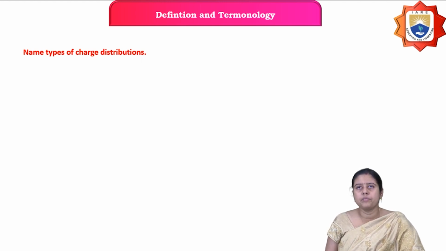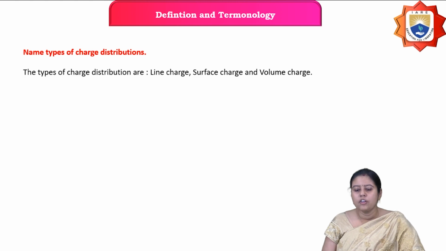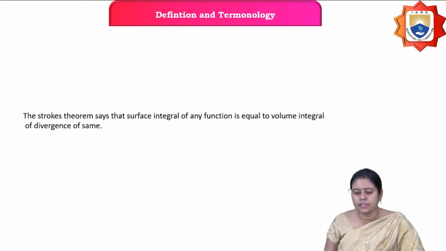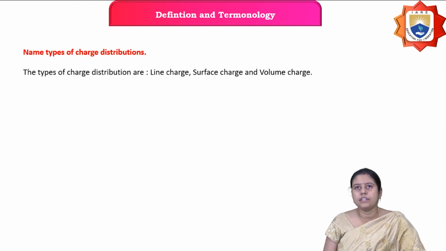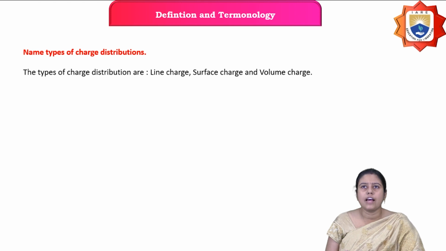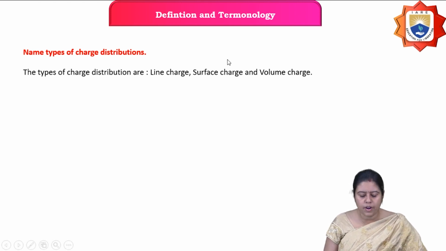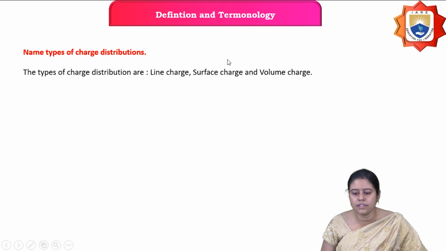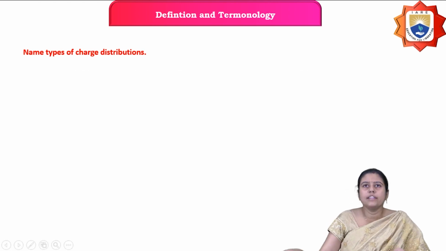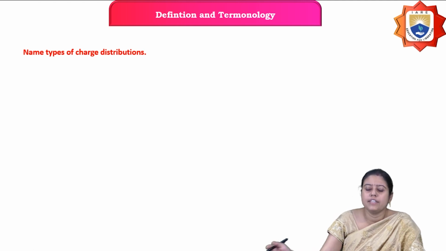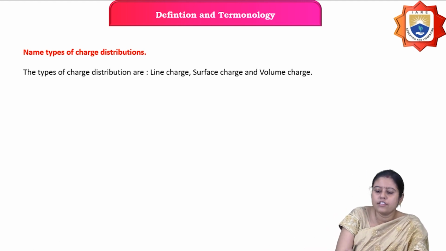Name the types of charge distribution. The types of charge distributions are basically three types: line charge, surface charge, and volume charge. Now one by one I will discuss the different types of charge distributions. So the first one is the line charge.